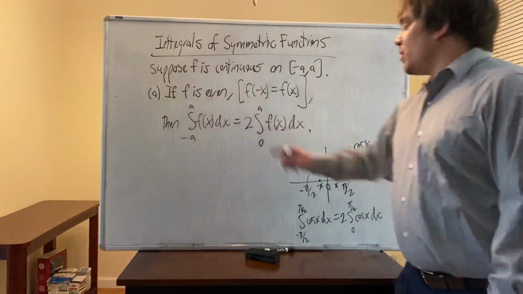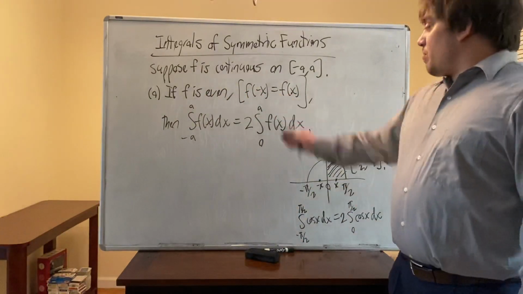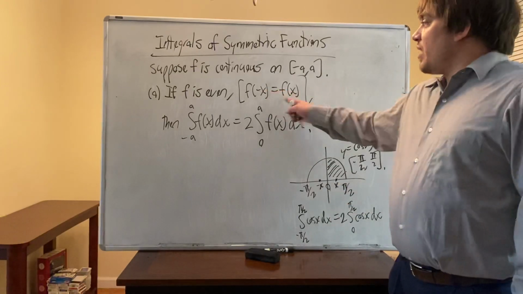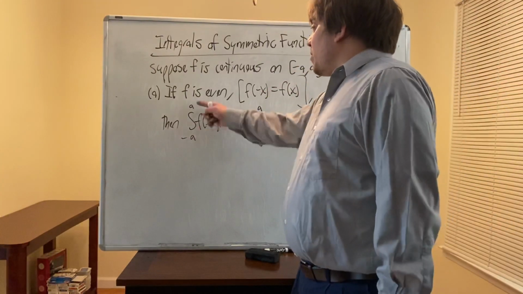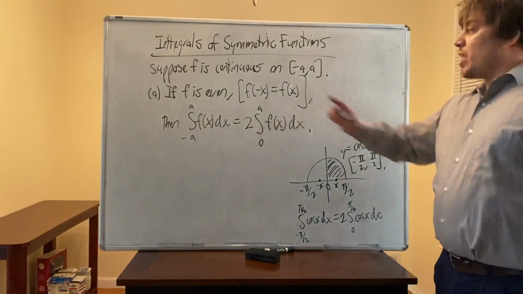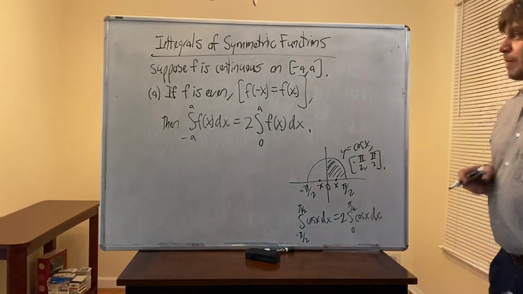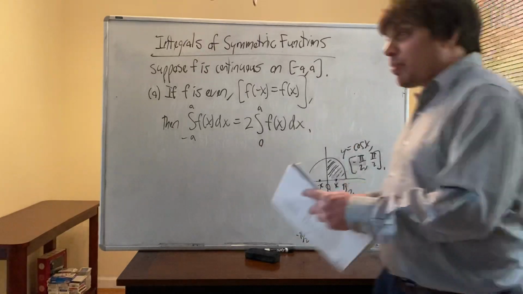If f is an even function, meaning it's symmetric about the y-axis, or f of negative x equals f of x for all x in that integral, then the integral from negative a to a of f of x dx is equal to 2 times the integral from 0 to a of f of x dx. That's part A. Now part B.